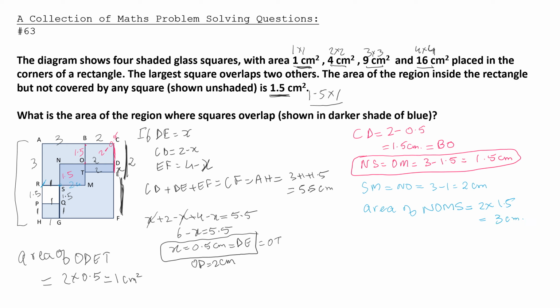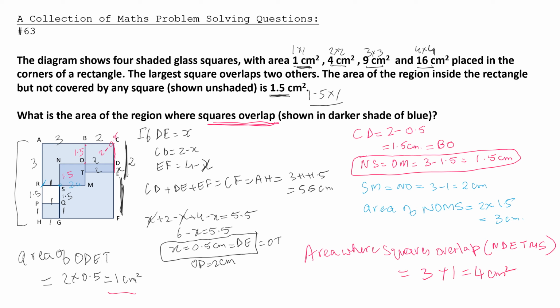So the final bit, adding them up: the area where the squares overlap, that is our answer, and that is NDETMS. A bit weird with all the namings I've done, but otherwise I don't think I would have been able to solve it this way. But there may be other ways to work it out, which you are very welcome to try out. So the area where the squares overlap would be 3 plus 1, and that is 4 centimeters square, and that is your answer.